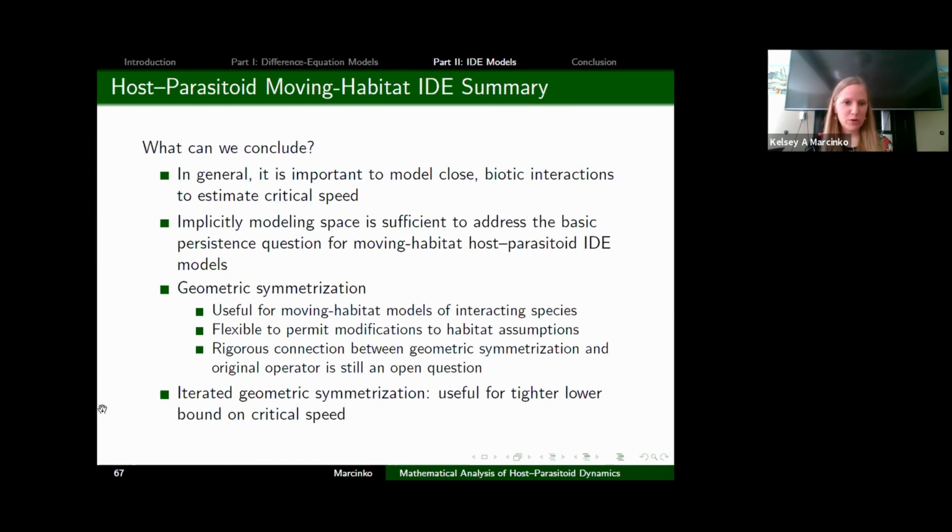I'll close this part by saying that the iterated geometric symmetrization method is useful to get tighter lower bounds if you're needing to get more accurate estimates of the actual critical speed for a particular population. So that's the method that I would use for those types of questions.